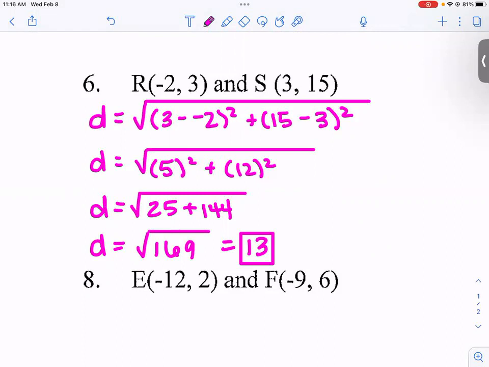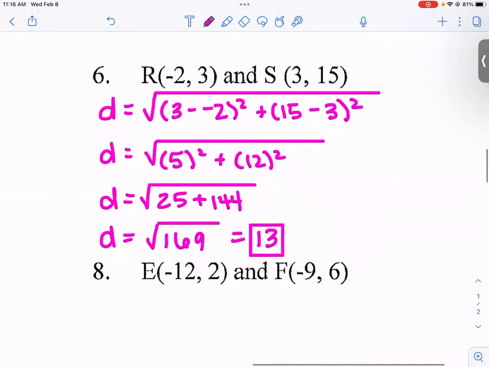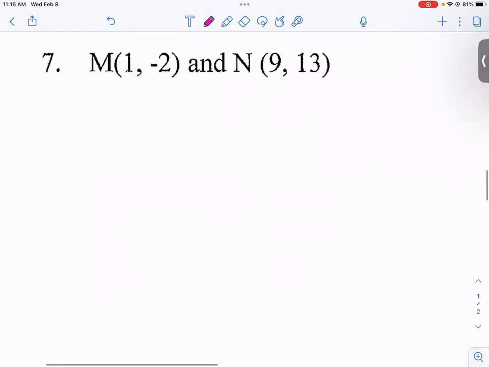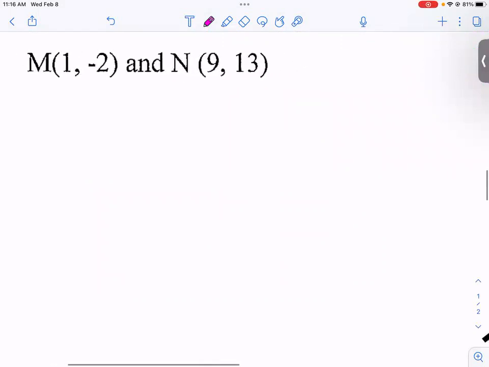What I would like you to do now, I would like you to find the distance between the points in number 7. You can either use the chart, use that gold chart to help you, or you can write it in your notes using the steps from the gold sheet. You decide.